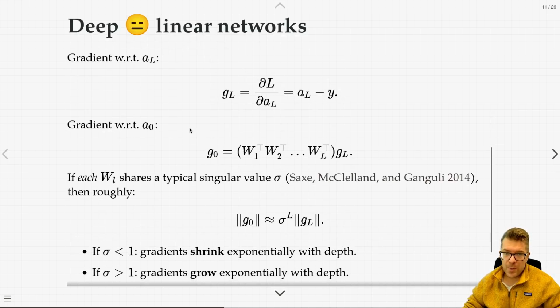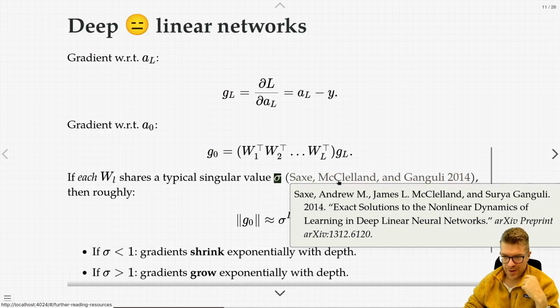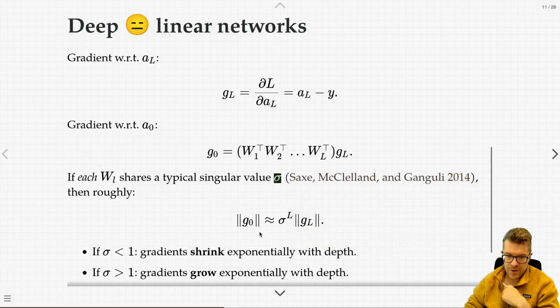Anyway, we want to keep on pushing things backwards. We want to find the gradient with regards to a sub 0, and we know how to do this. We take the transposes of our weight matrices and multiply them by our gradient at layer L. This will give us a gradient at the input 0. If each weight matrix, W sub L, shares a typical singular value, sigma, read more about it in this paper, then roughly the norm of the gradient at layer 0 will be approximately that singular value raised to the power of L times the norm of the gradient at layer big L.